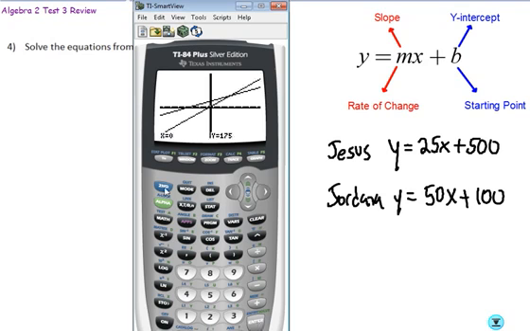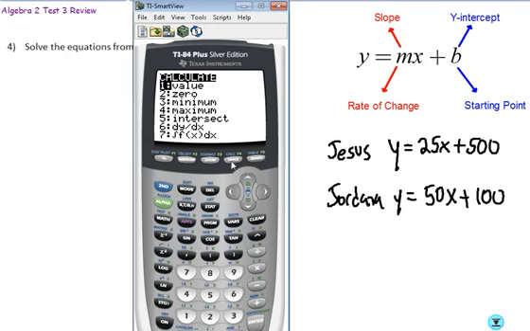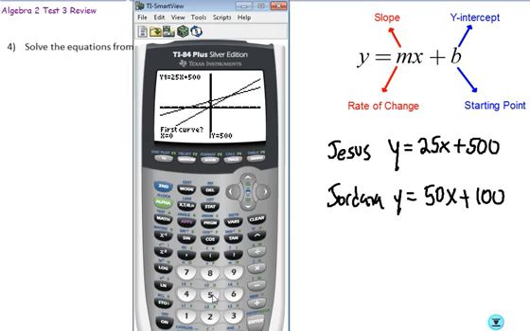So I can have the calculator tell me where the two things intersect. I can go to second trace, and then what I'm looking for is the intersection. So that would be number 5. It says a question mark, so basically just hit enter until the question marks go away. And then we get 16, 900, which if you look above you, that's what we got by graphing. 16 months to catch up, and at that point it would be $900.